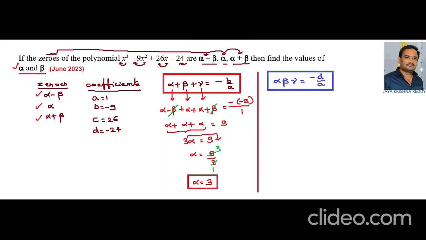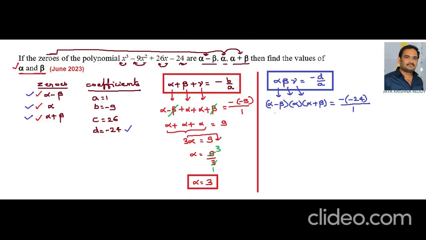So here in the formula, alpha means the first zero. So the first zero is nothing but alpha minus beta, and beta means the second zero. So the second zero is given in the question as alpha, and gamma means the third zero. In the question, the third zero is given as alpha plus beta, equals minus of d by a. What is the d value? Minus 24. Already in the formula we have a minus, and the d value is again minus 24, by a value, which is nothing but 1.